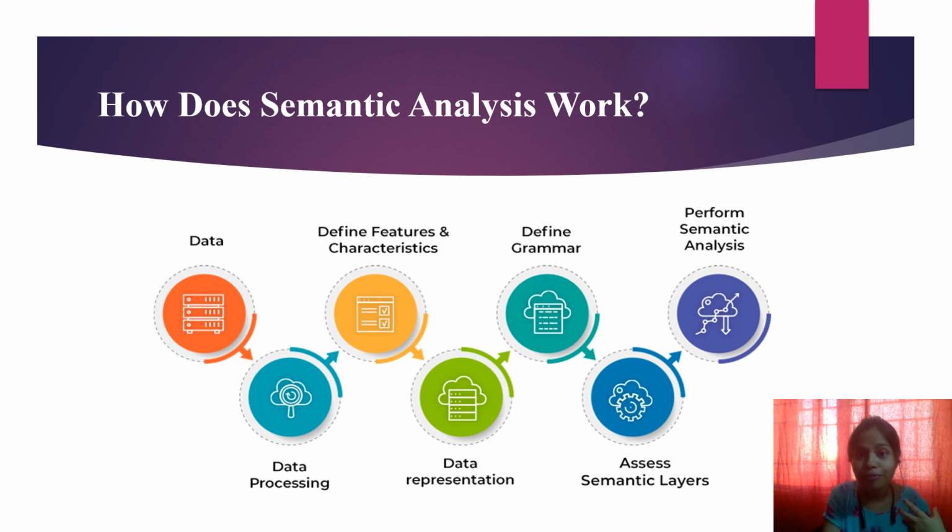The next part is defining grammar for data analysis. This is like setting rules for a game. In semantic analysis, it means creating guidelines for how the data should be examined, like deciding the rules for a game to make it fair. The fifth step would be accessing semantic layers of processed data. Picture a sandwich with different layers. In semantic analysis, we look at the different meanings or parts of the text, like examining each layer of a sandwich separately.